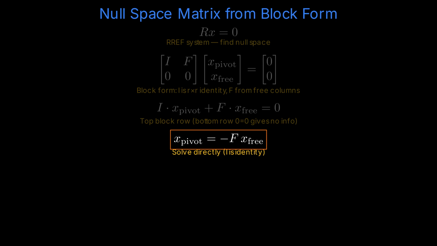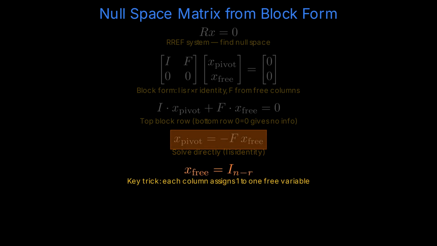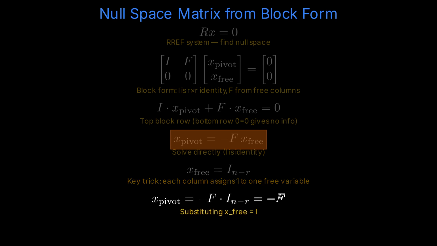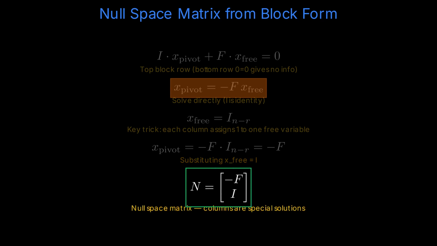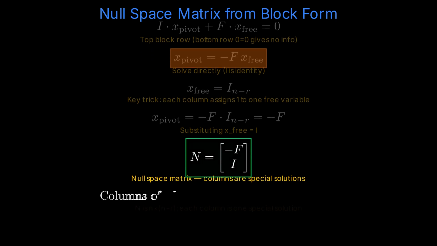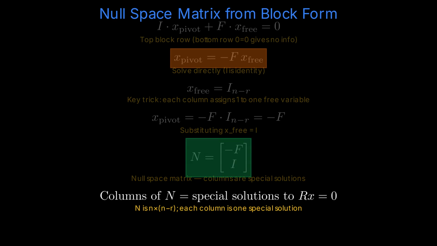Now here is the key trick. To find every special solution at once, set x free equal to the identity matrix. Each free variable takes the value 1 in turn, while the others are 0. Then x pivot simply equals negative F. Stack the results together. The null space matrix N equals negative F on top and I on the bottom. The columns of N are exactly the special solutions to Rx equals 0.